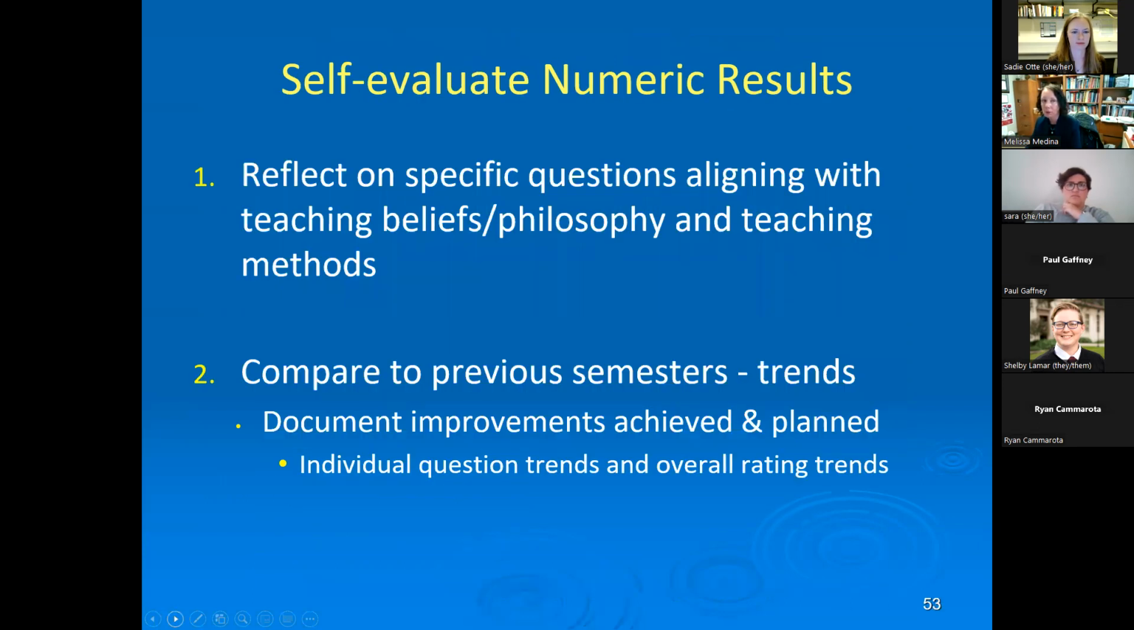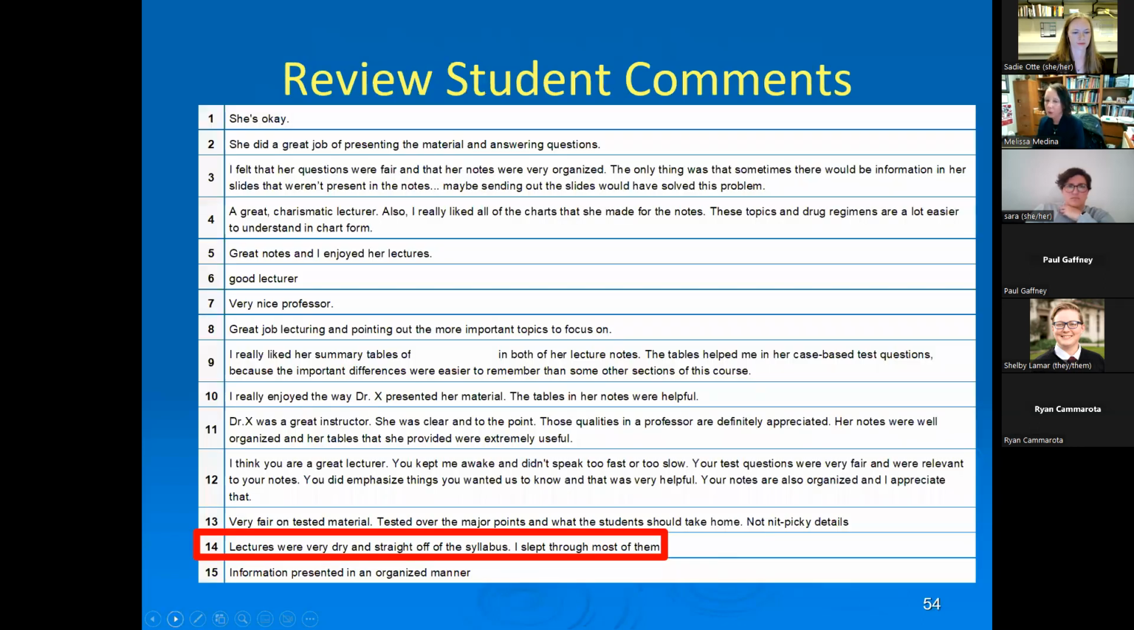So you can look at that data and do some reflection questions. What are my trends? Does this align with my teaching philosophy? But what I want you to spend a lot of time on is thinking about your student comments. As we established at the very beginning of our time together, out of these 15 comments, we tend to hone in on the one comment that was negative. "Lectures were dry, straight off the lecture notes or the syllabus. I slept through most of them." And that's the one we're probably going to remember. It doesn't matter that the other 14 comments are actually positive.